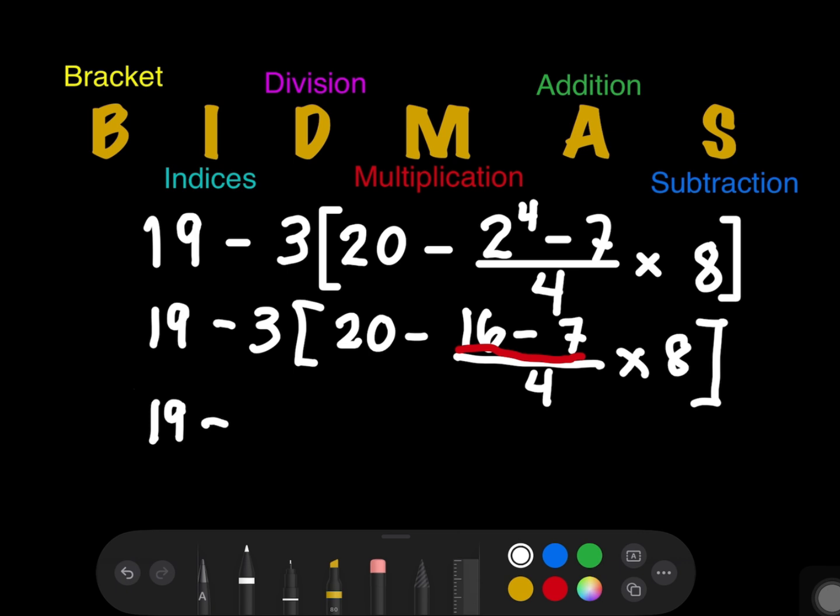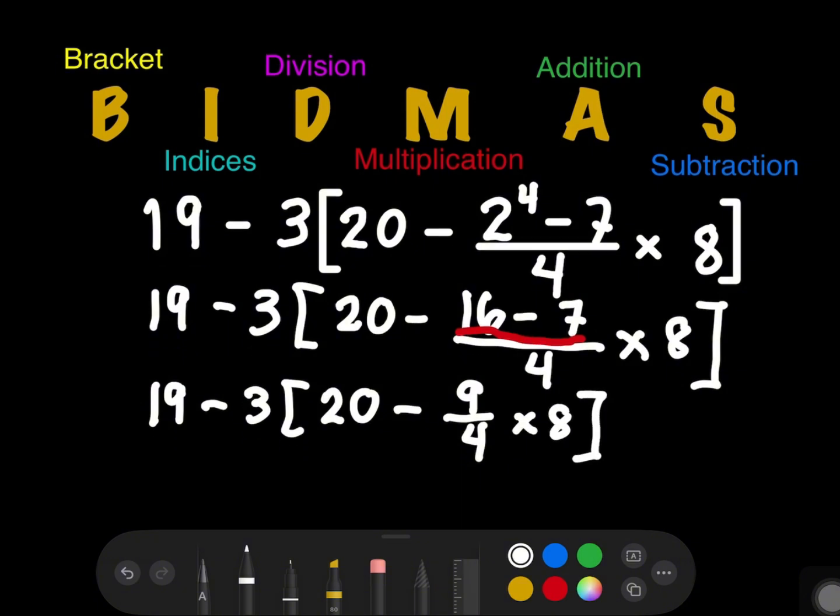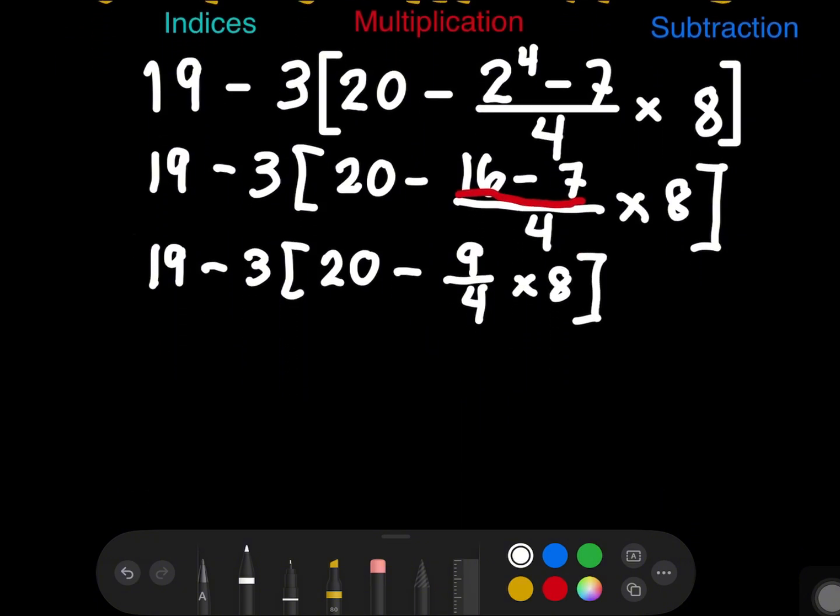So 19 minus 3 times 20 minus 16 minus 7 is 9 over 4 times 8. So in this case, instead of dividing 9 divided by 4, we can cancel out 4 and 8 by simply dividing both of them by 4.